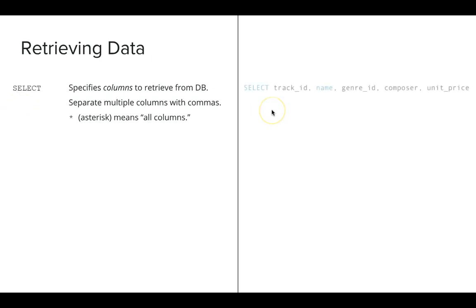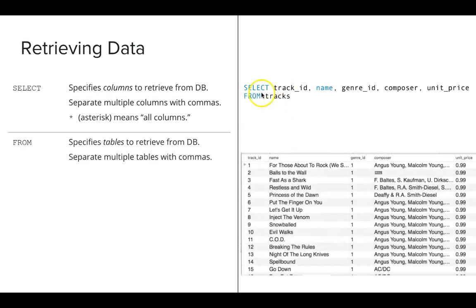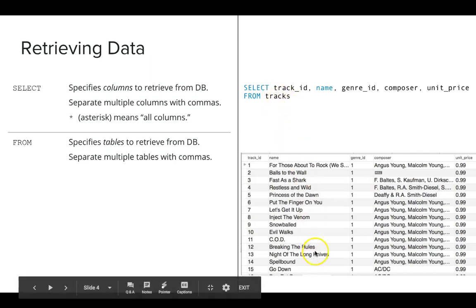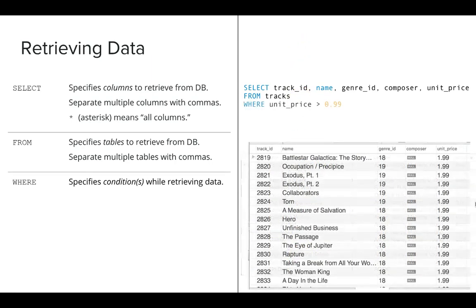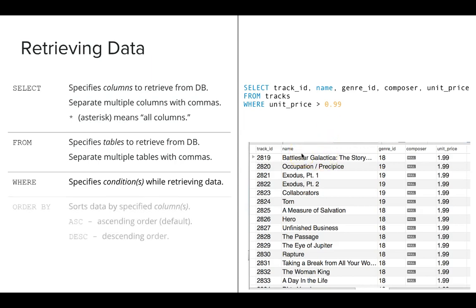Select allows us to retrieve the fields we're looking for. Select track ID, for example, something like these. These are the fields, the columns we're looking for. From specifies what table you're looking in, in this case tracks. This will retrieve us a list of tracks inside the tracks table. You could also add a little bit more refinement if you want, where a track price is more than 99 cents, maybe some other more expensive tracks. Or you could specify a specific thing.